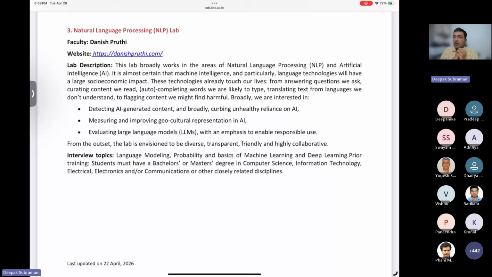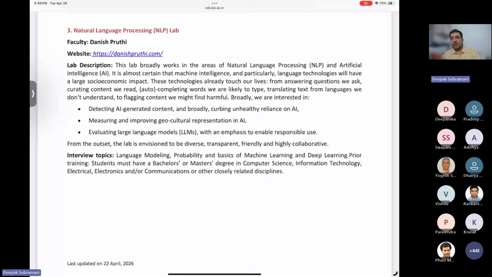Okay, if not, so Professor Danish works on natural language processing in the broad area of NLP and AI. So today, large language models and natural language processing are one of the topmost topics of interest for students and graduates alike in the industry. Professor Danish runs one of the topmost NLP labs in the country, at CDS.